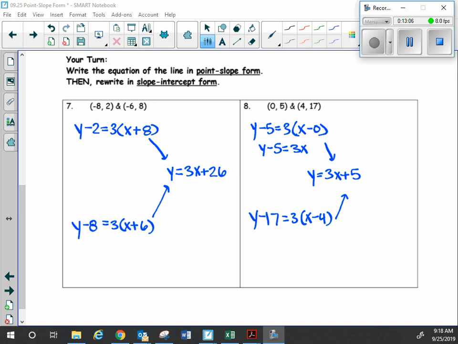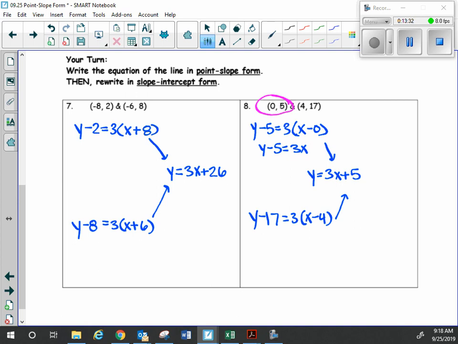With number 8, please, if you're asked to write something in slope-intercept form and they give you the y-intercept, be mindful to be reasonable and not use the other point. Okay? It'll get you there, but where will I spend less time working? The first one that has the y-intercept.